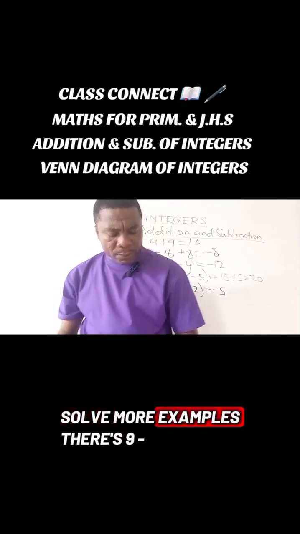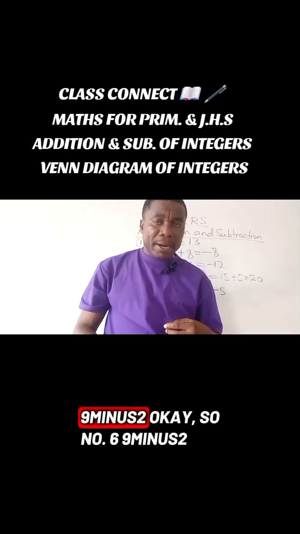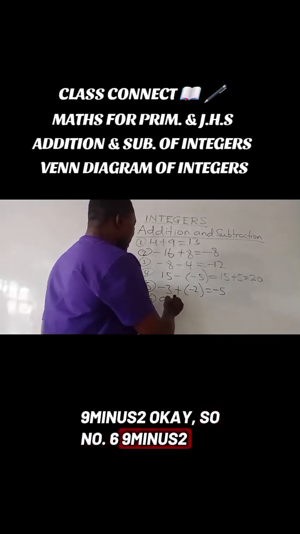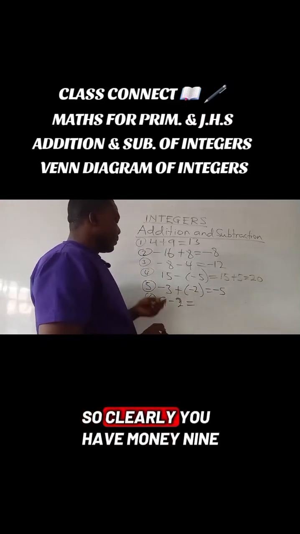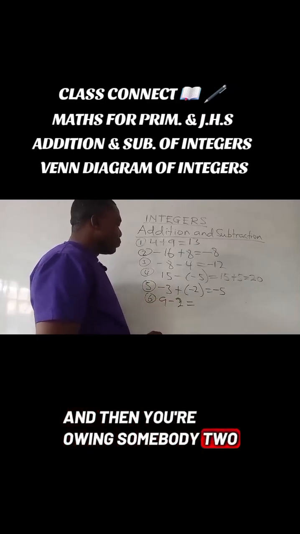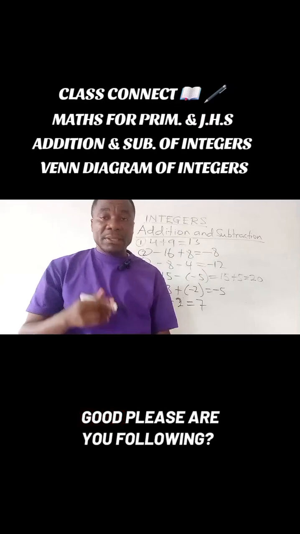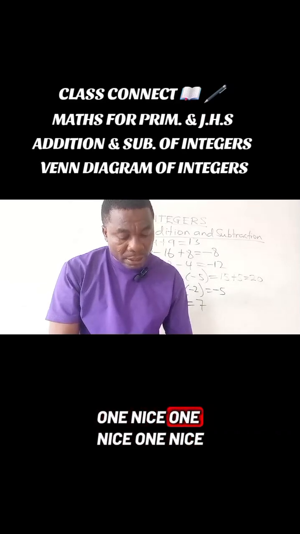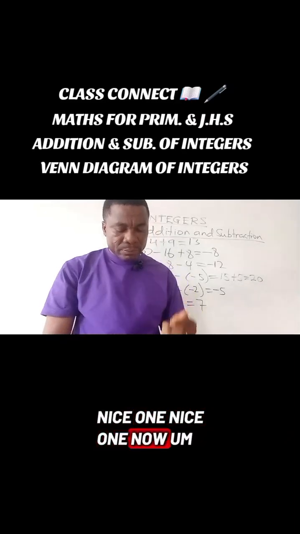All right. So let's solve more examples. There's 9 minus 2. So number 6. Clearly you have money, 9, and then you are owing somebody 2. So you'll be left with 7, right? Good. Please, are you following? Nice one.